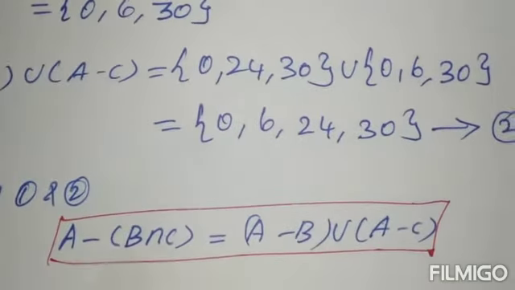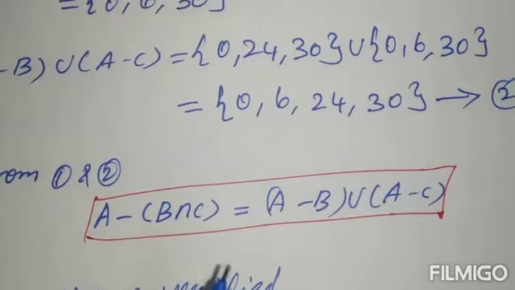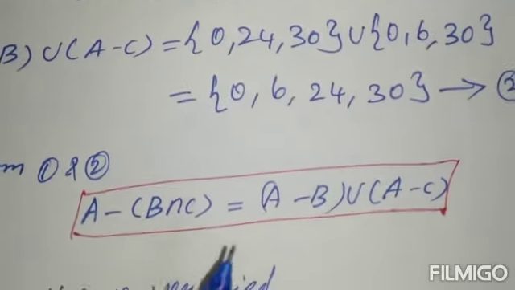So you know that this is the formula for De Morgan's laws for set difference. So there are two formulas, one of the formula.